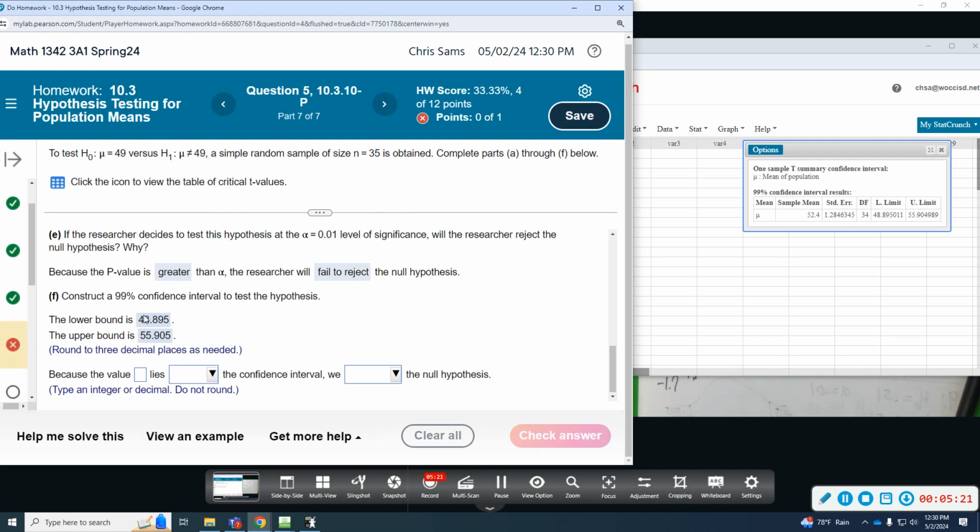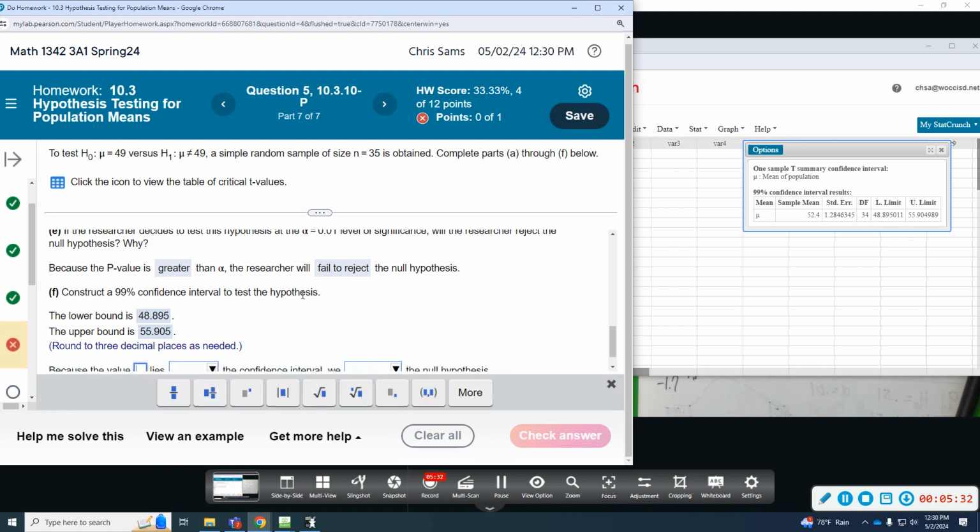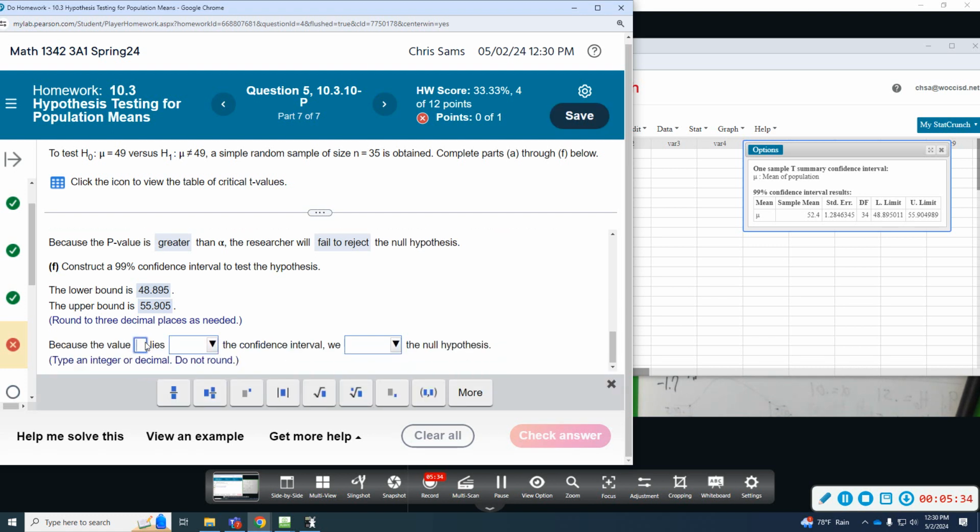And then if we look at this range, 48 to 55, 49 falls in that range. So it could be equal to 49. Because the value 49 lies within the confidence interval, we fail to reject the null. We reject it if it falls on the outside.